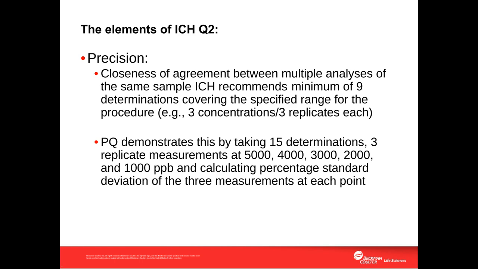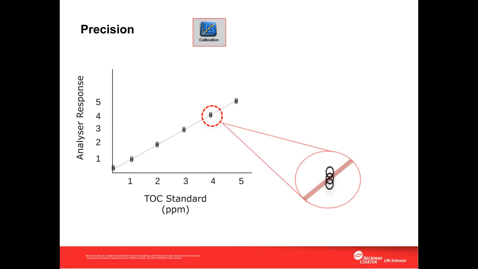Now, ICH Q2 goes on to suggest that precision of an analyzer can be assessed by comparing multiple analyses of the same sample. It recommends 3 replicates of 3 concentrations of TOC are used, and the PQ for the QBD 1200 follows this guidance by doing 3 replicates each of 1, 2, 3, 4, and 5 ppm or 5,000 ppb of TOC. The performance of the QBD 1200 against this precision test is calculated automatically, providing the results of a standard deviation calculation.